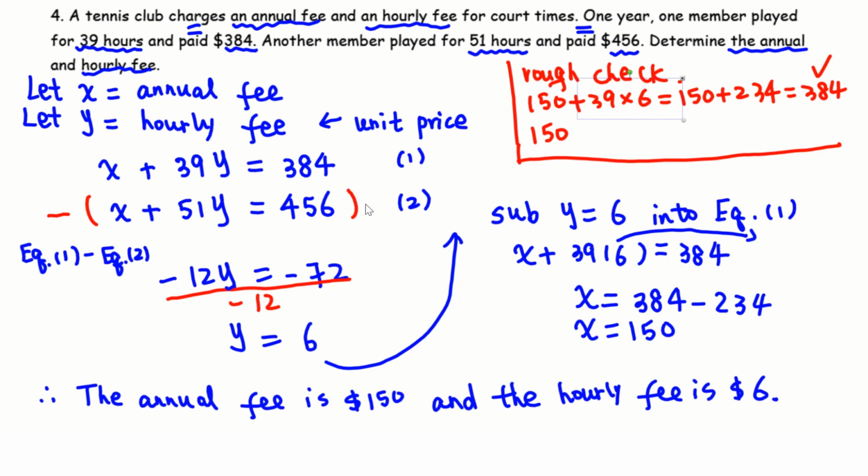X is $150 plus 51 hours at $6 per hour. We are going to have 150 plus $306. You will have $456 for member 2. So both of them are correct. Then you know you got the right answers. Okay. So the paid total cost, you have the equal sign here.